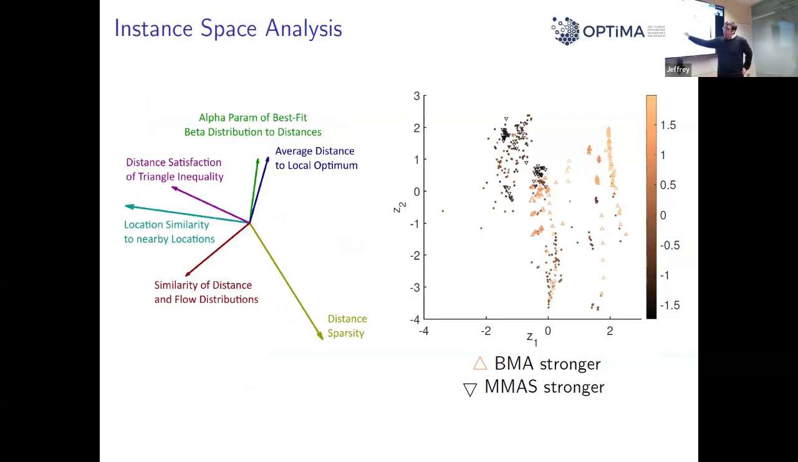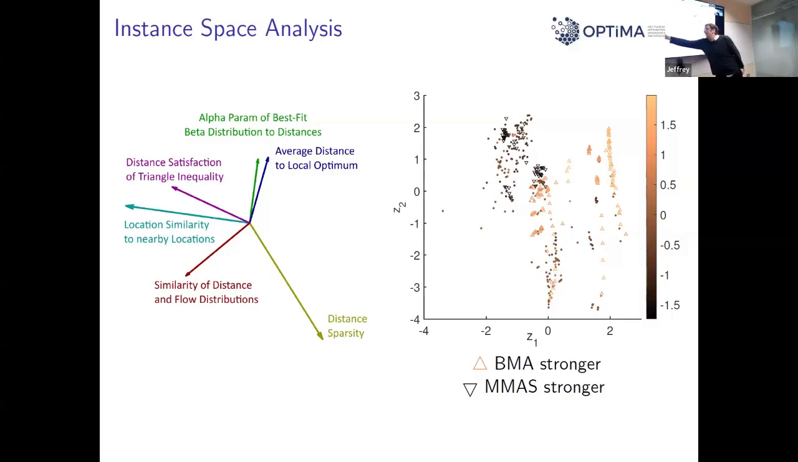We have distance sparsity, based only on the distance matrix. The flow matrix doesn't come into it at all. Similarity of the distance and flow distributions, okay, that's both matrices. Location similarity to nearby locations. Locations are based on the distance matrix. Distance satisfaction of triangle inequality, only the distance matrix. This alpha parameter of best fit beta distribution of the distances, only the distance matrix. Average distance to local optimum, oh, I got you this time. That's distance in the solution space. That's one of the fitness landscape features. But nevertheless, we have four features based only on the distance matrix.